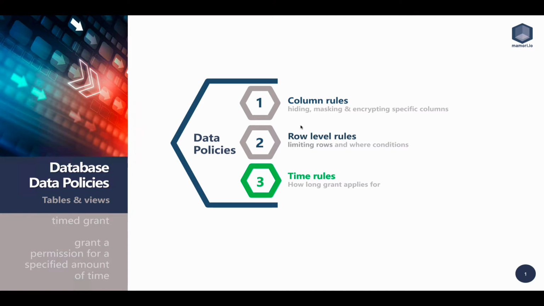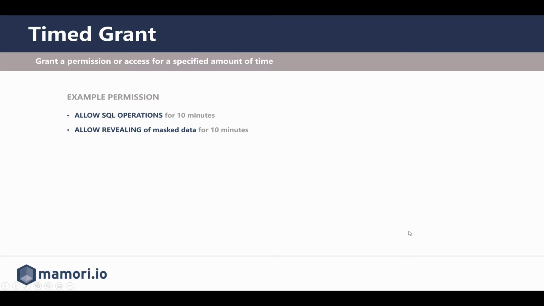This is a video on database timed grants. Timed grants allow you to grant a permission or access to a system or data for a specified amount of time. In this example, I am going to grant access to SQL operations for a short time and also the revealing of mass data. How these grants are typically used are either manually one-off grants by admins to users or as part of a Mamori access policy, which is the fully audited request and endorsement process.